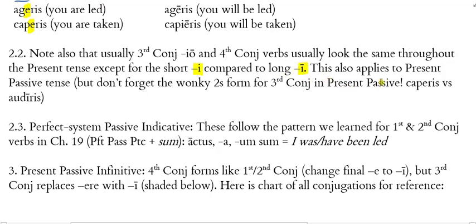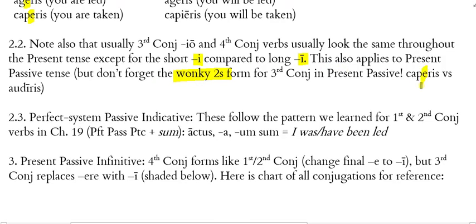I pointed that out. And this also applies to present passive, okay? And it's in the present tense, active and passive, that we get this short I versus long I. In the other tenses, these fourth conjugation and third conjugation eo forms end up looking the same, okay? But you also can't forget the wonky second singular form for third conjugation of present passive. So caperis versus audiris. Those are both second singular present passive, but they don't look the same, okay? Because of that switch to the E here.